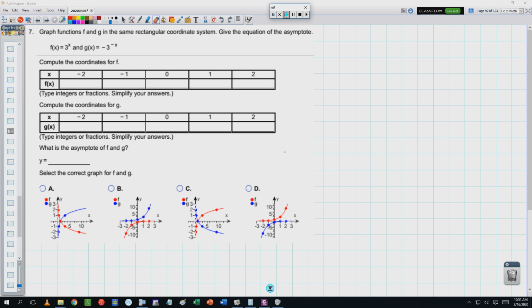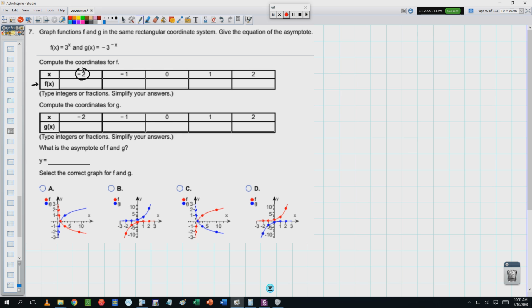Graph functions f and g in the same rectangular coordinate system. I'm going to graph them separately and then I'll put them together. Give the equation of the asymptotes. So what I'll do is plug these points in and figure out some points that I can graph.